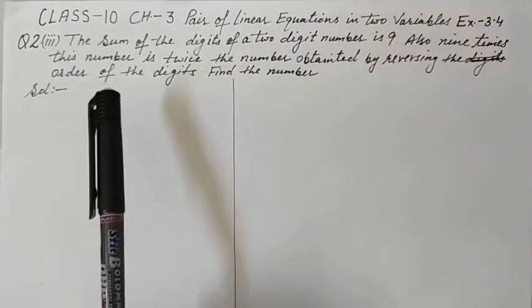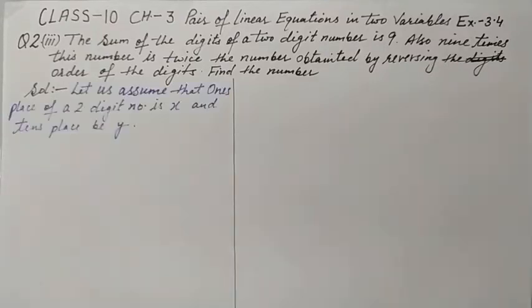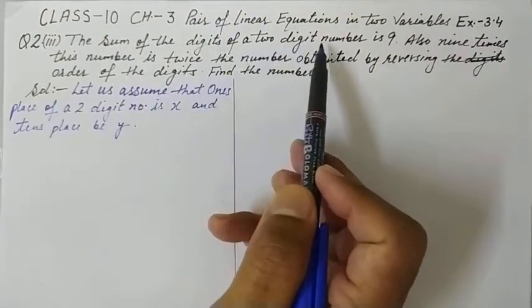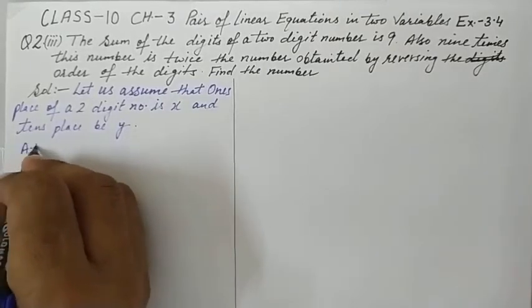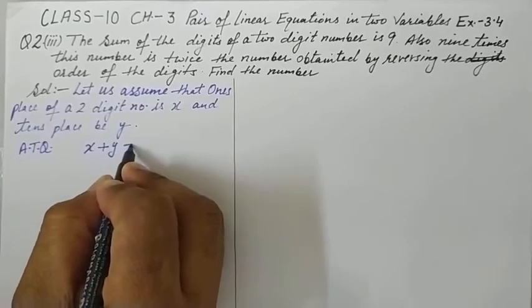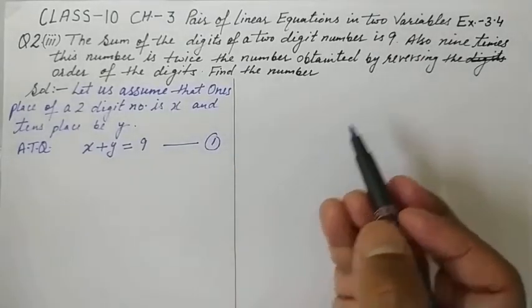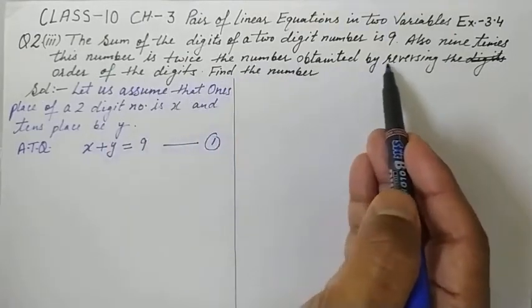is 9. If it is a two-digit number, then it will have a ones place and a tens place. Suppose the ones place is x and the tens place is y. So the condition is the sum of the digits of a two-digit number is 9. So it means x plus y is 9. According to the question, the digit sum is 9, so x plus y is equal to 9. This is the first equation.